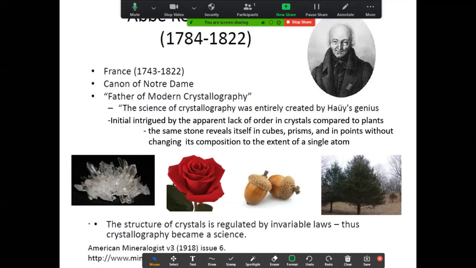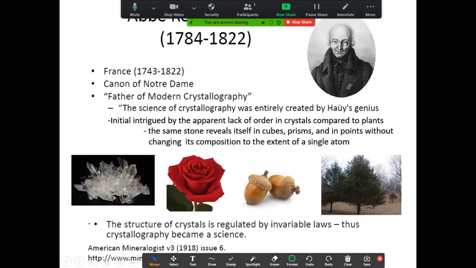However, when he looked at a stone, the stone could be the same substance, but it would give different types of structures. Some could be cubes, some could be prisms. And this happens without even changing the composition of the substance. You get different types of structures of stone. And so this structure of crystals, he determined, was regulated by some type of basic laws. And this is where crystallography became a science.